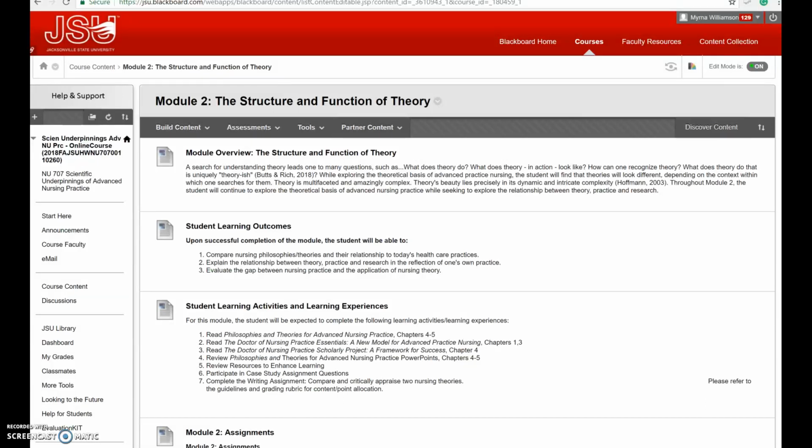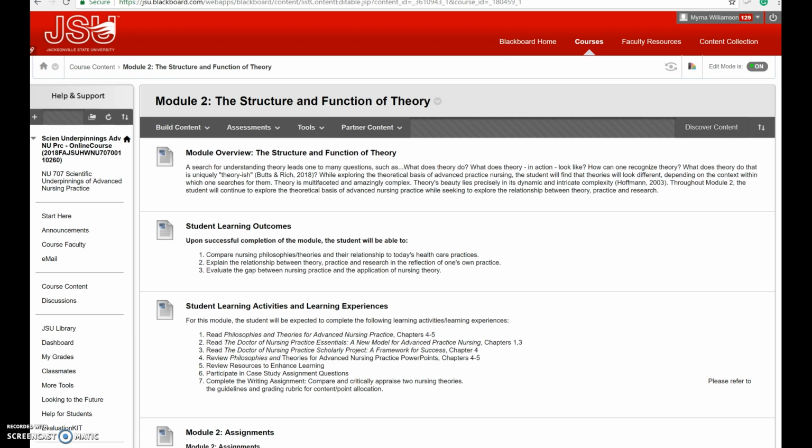This is Dr. Williamson. In Module 2, we're going to be talking about the structure and function of theory. We're going to be looking at your understanding of theory and how it can lead you to a lot of questions such as: What does theory do? What does theory in action look like? How can you recognize theory? What does theory do that is uniquely theory-ish?